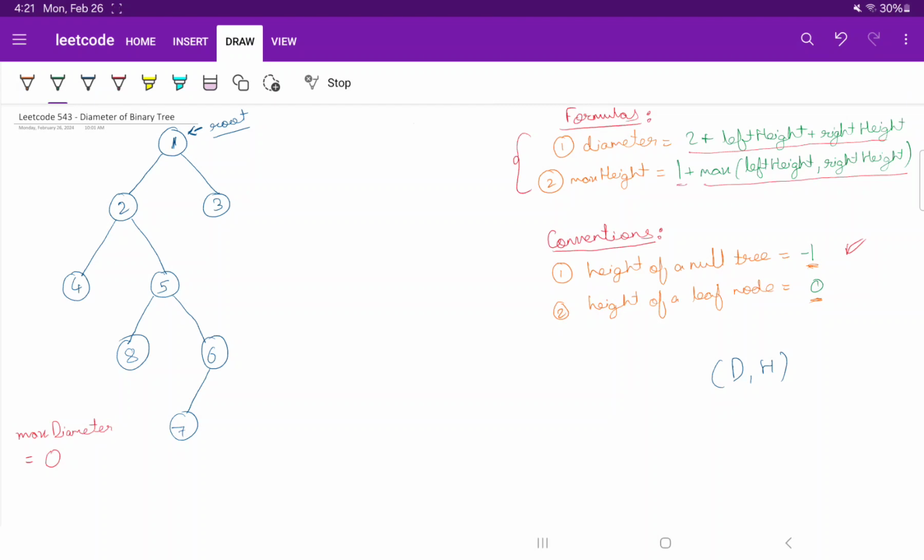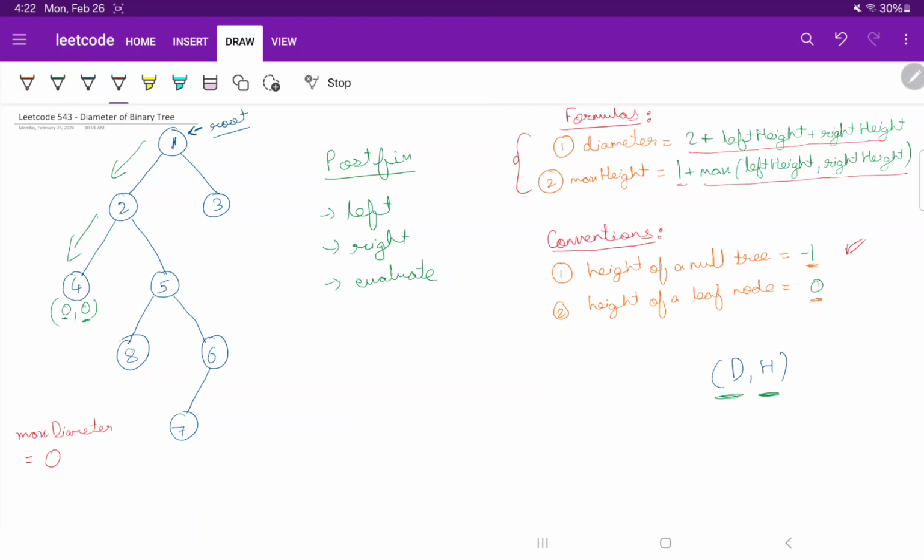So we're going to start from the root node, proceed to the leaf node in a postfix manner, where we travel to the leftmost side first, then to the rightmost side, and then we evaluate. So this is what we're going to be following. We go to the leftmost side, and this is where we reach first, and this is a leaf node, right? So the leaf node diameter is 0, height is also 0. Notice I'm using the convention D and H. Both are 0 right now.